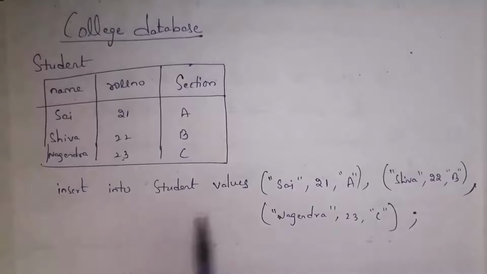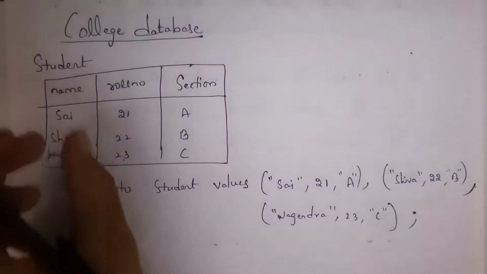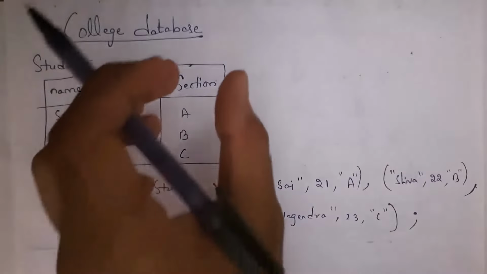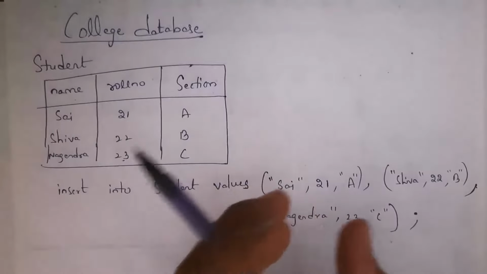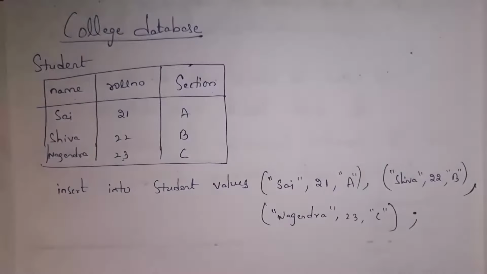Whenever you write this code, it will insert these 3 records inside this student table. Guys, the first column is name, the next column is roll number and the next column is section. So you need to insert data accordingly, that is, at first write name, next roll number and next one is section. This is how we insert data by using the insert command.